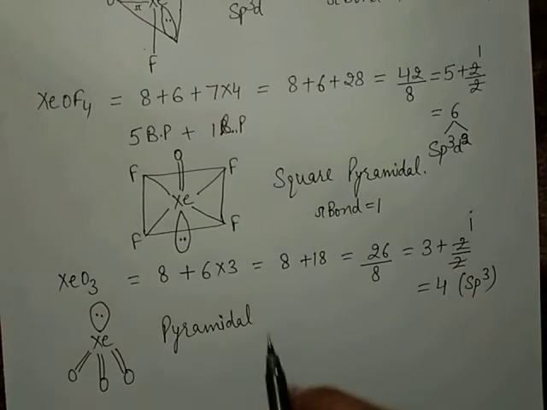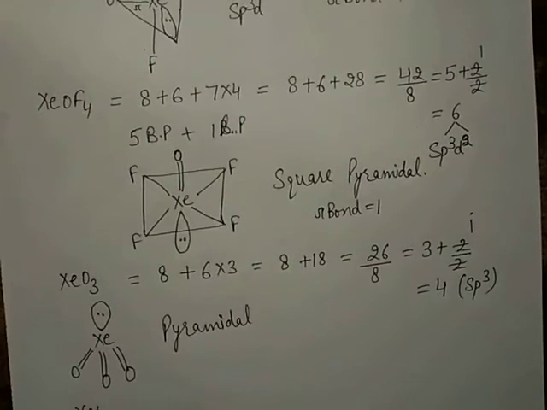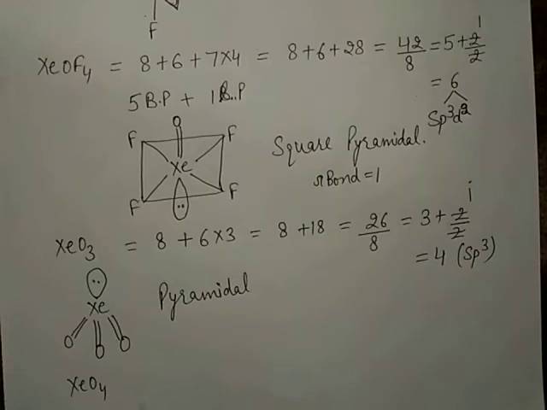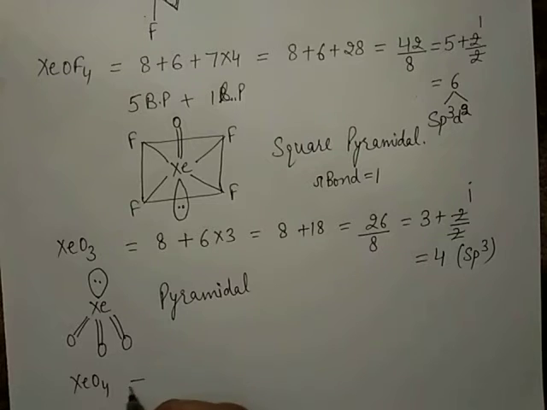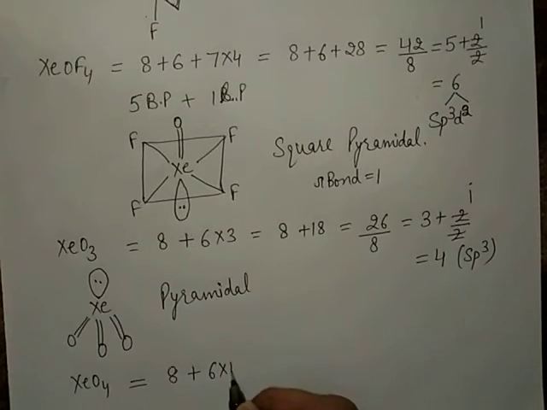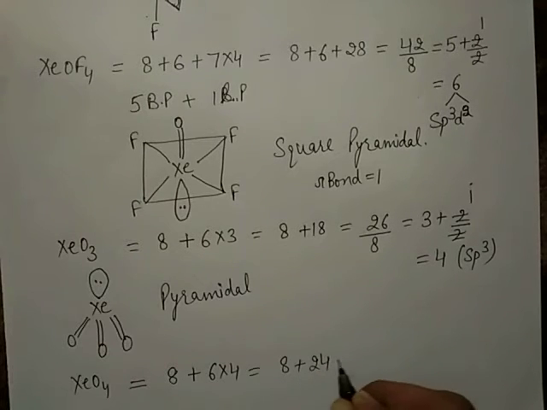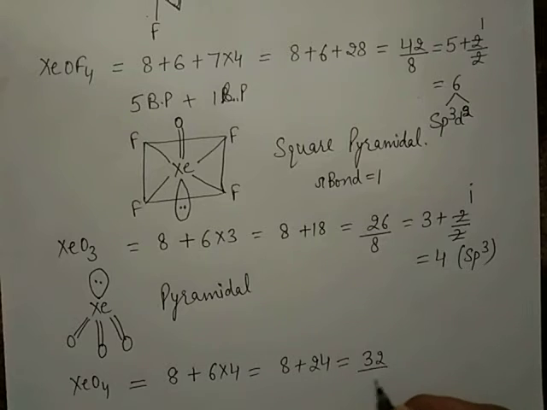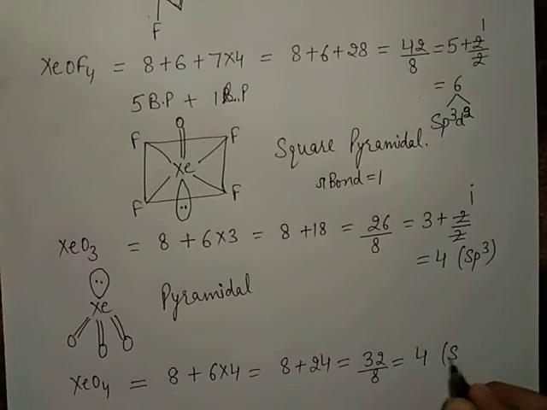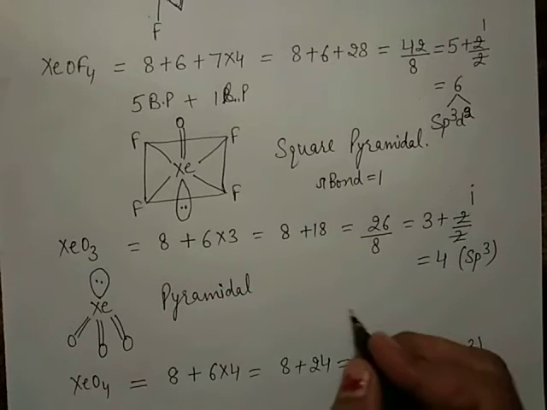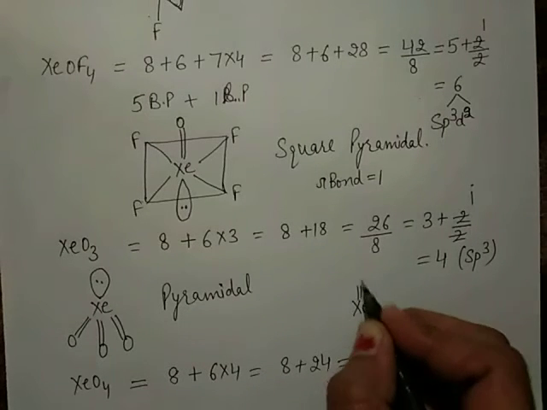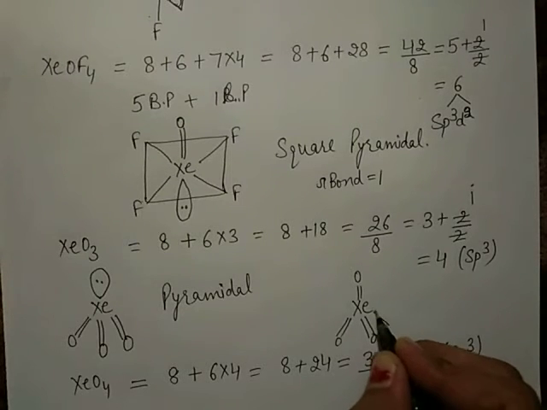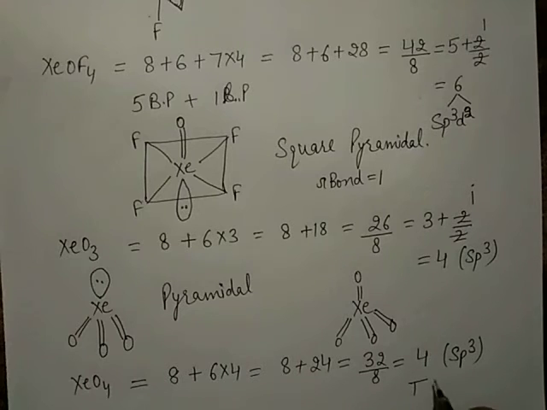Now next is XeO4. Xenon oxyfluoride, sorry, xenon oxides. Here this is the oxide form, and fluoride is absent. How do we make it? How many valence electrons? 8 plus oxygen 6 multiplied by 4, that is 8 plus 24, equal to 32. 32 by 8 is 4, and it means it is sp3 hybridization. Then what will be the shape and geometry? See, this is xenon, all are bond pairs but no lone pair is present here. It means it will form a tetrahedral shape. Which shape? Tetrahedral shape is formed here.